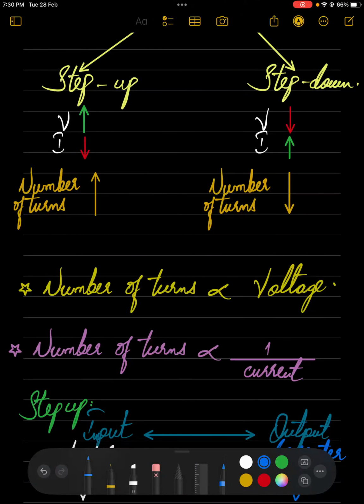For now you just need to remember one thing, that number of turns are directly proportional to the voltage. Like if I'm increasing the turns, the voltage would increase. If I'm reducing the turns, the voltage would decrease. And the exact opposite would happen with number of turns and current. They are inversely related. Number of turns को आप बढ़ाओगे, करंट ने कम हो जाना है, और अगर नंबर ऑफ टर्न्स को कम किया तो करंट ने बढ़ जाना है.